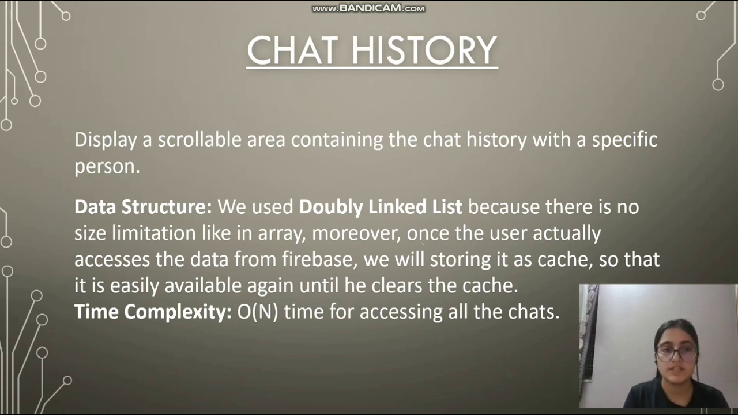The next feature is chat history. It will display the chat history of a specific person. We use a doubly linked list here because there is no size limitation like in an array. If a user accesses the data from Firebase, we will store it as a cache so that it is easily available again until he clears the cache. The time complexity is O(n) for accessing all the chats.